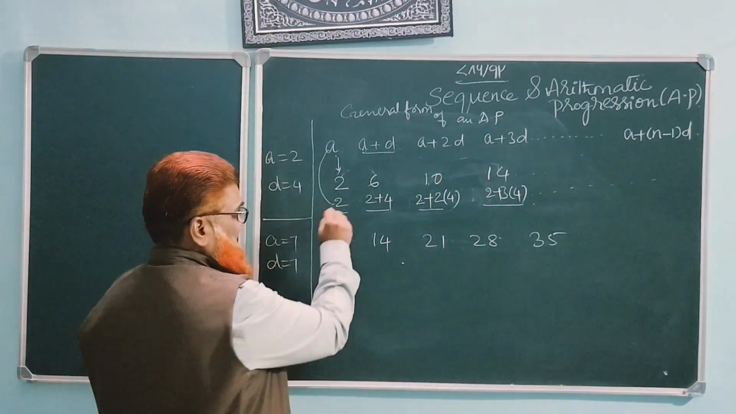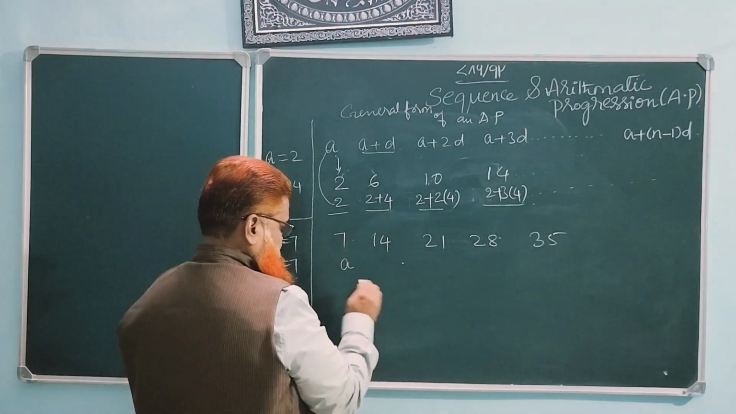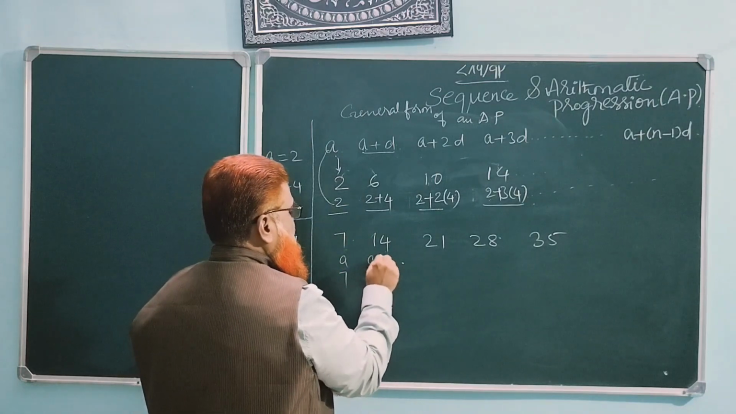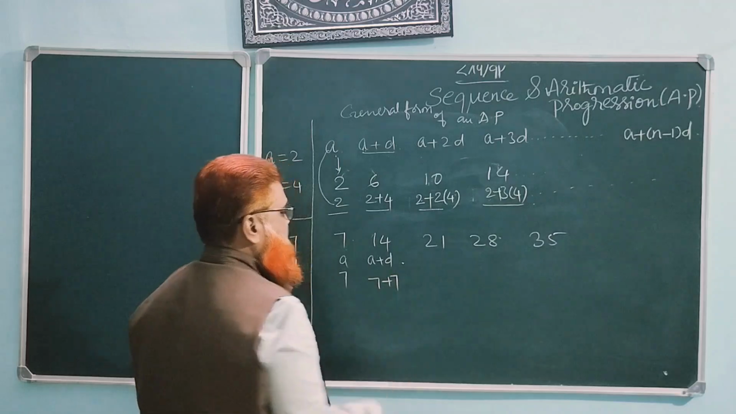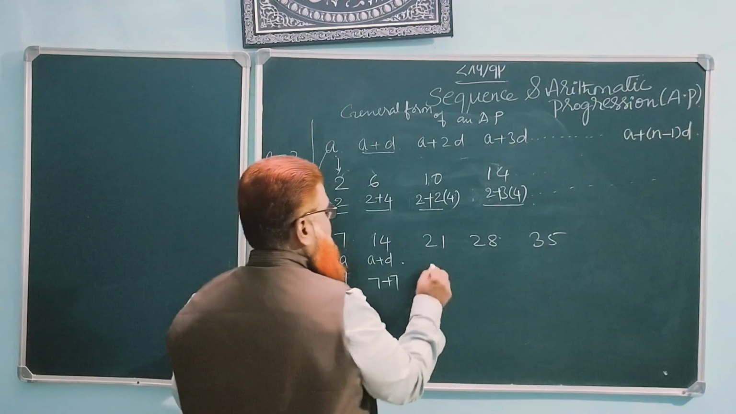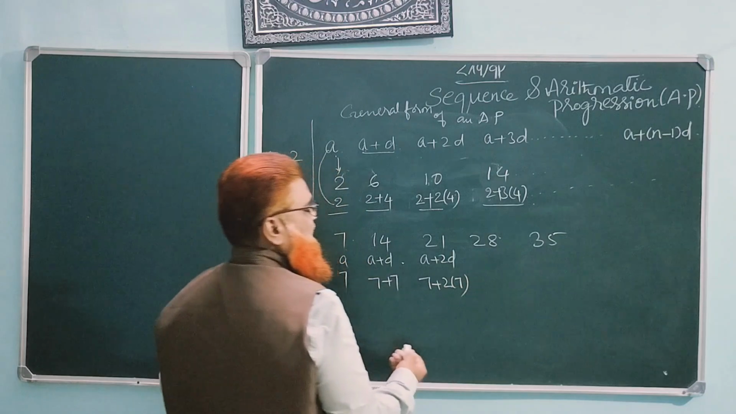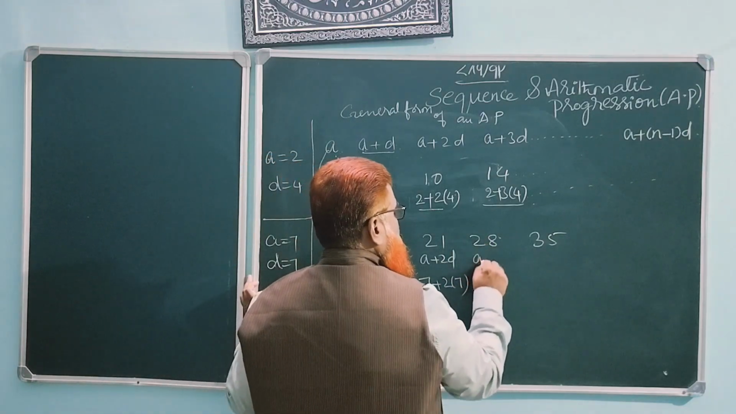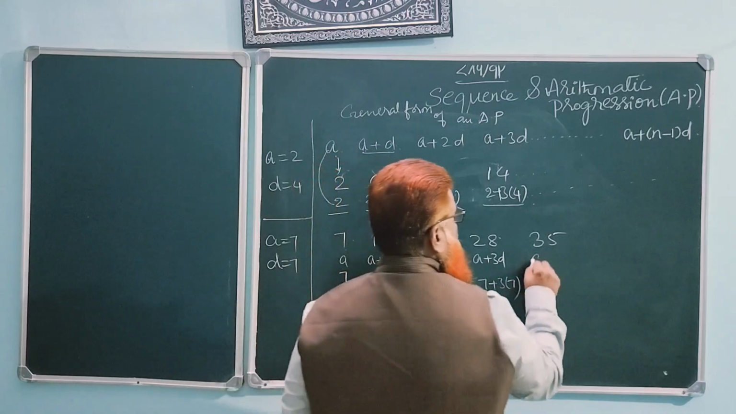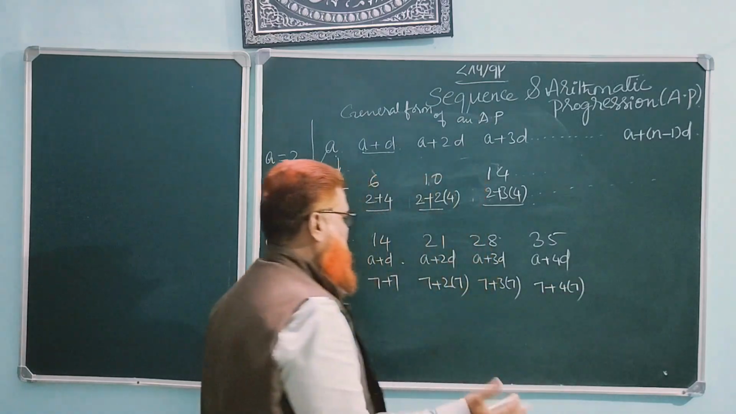Now, you write in this a plus d form. A is 7. A is equal to what? It is 7. A plus d, that is 7 plus 7. A plus 2d, 7 plus 2 into 7. A plus 3d, that 28 can be expressed as 7 plus 3 into 7. A plus 4d, that is 7 plus 4 into 7. You get the same thing.